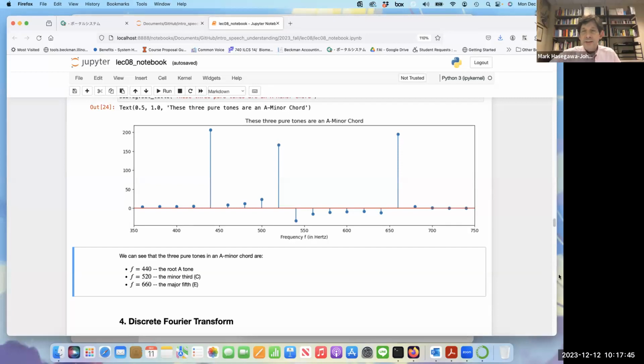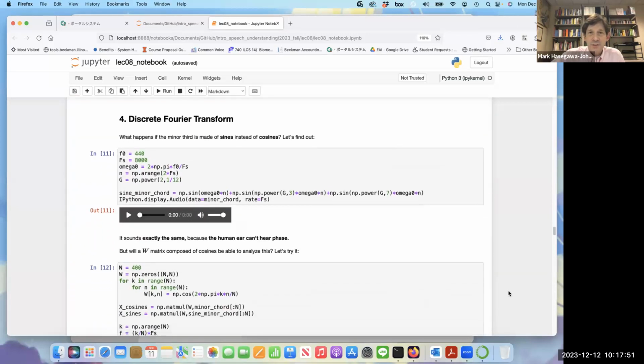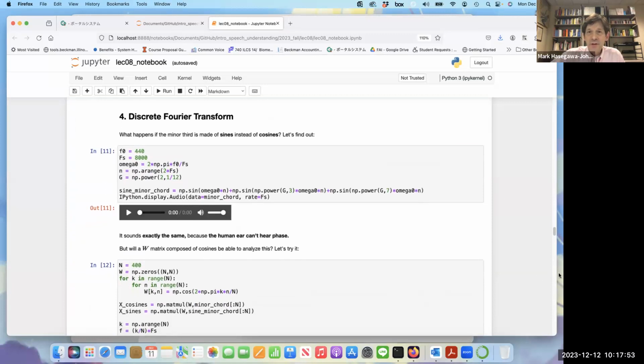All right, so section 3 was maybe the most important part of today, and section 4 is almost an afterthought. The only thing that I haven't told you is how do we deal with sines? If we have a discrete cosine transform, then I can make something with sine waves like this, and it will sound exactly the same to a human being, but the discrete cosine transform will not be able to analyze it.